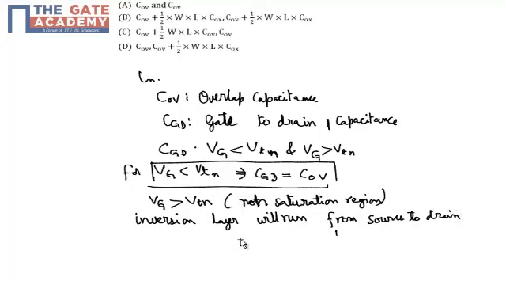And my capacitance between the gate and channel will be, means the inversion channel will be equally divided. So what I can say, C gate to drain will be C overlap plus 1 by 2 this one, so width into length into, so fx.